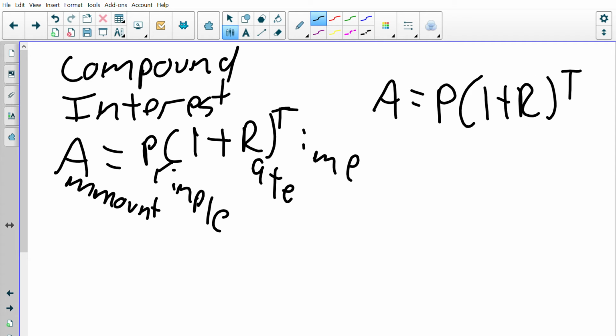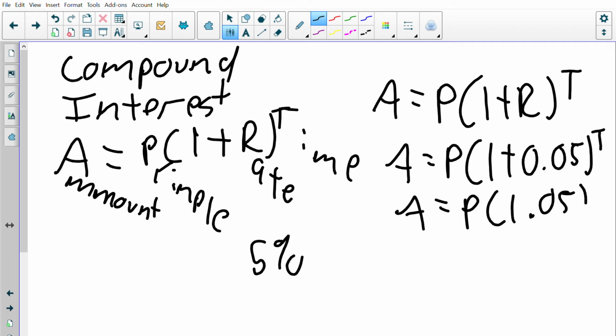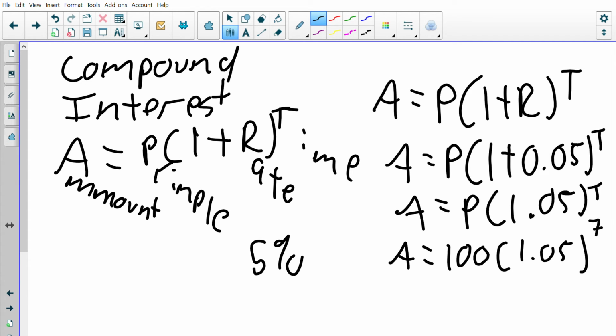Our rate is a decimal, so let's say our bank account has a 5% interest on it. We would say A is equal to P times (1 + 0.05)^t. So let's say that we wanted to put in $100 and we want to put it in there for 7 years. It would look like this, okay?